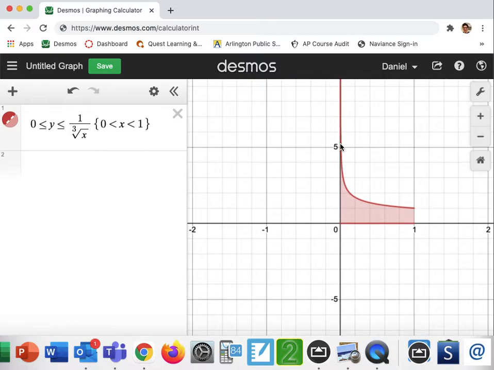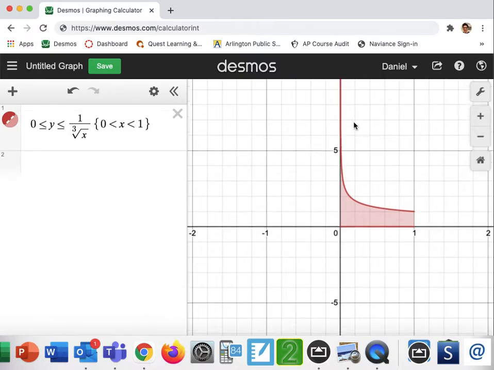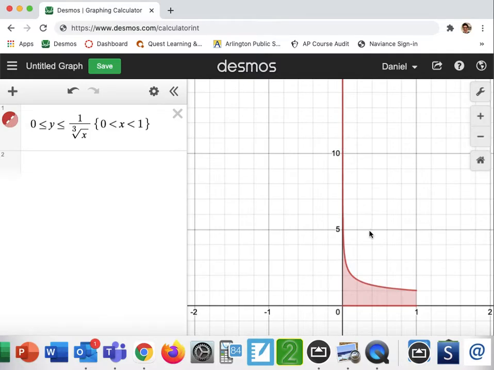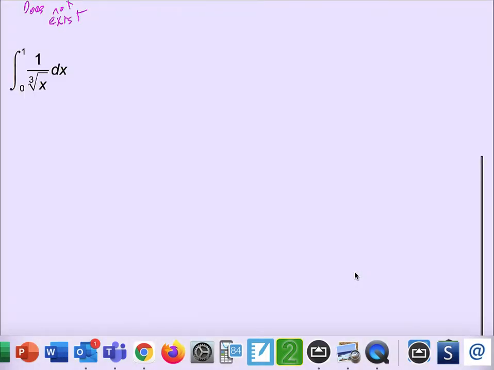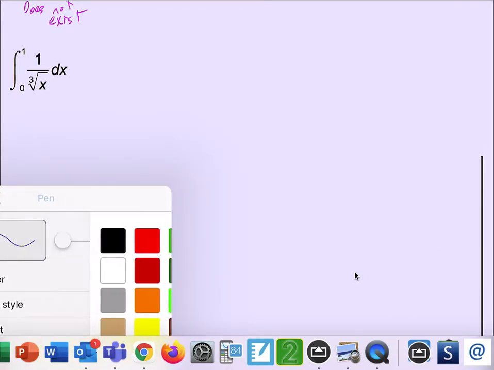And notice again, there is a vertical asymptote here. I do have an infinite amount of space up here, or at least an infinitely high amount of space here. But let's see if we can measure this definite integral anyway. And this is one of those cases where it just turns out to be a little bit surprising what we can turn up with in the end.